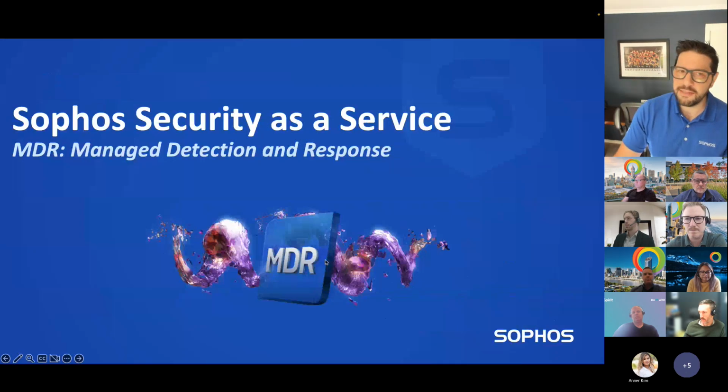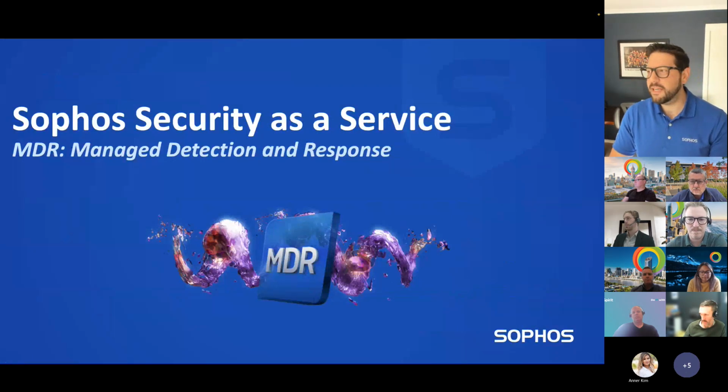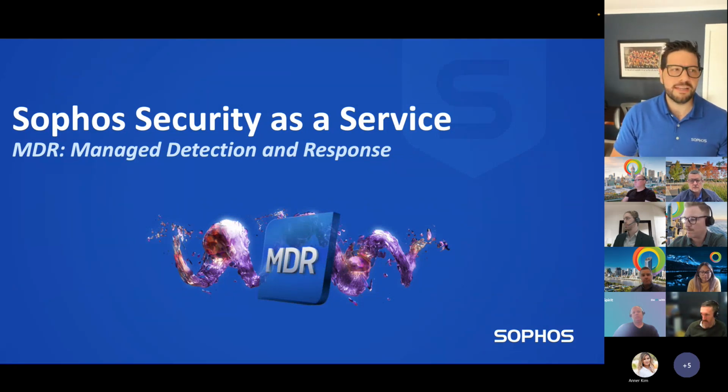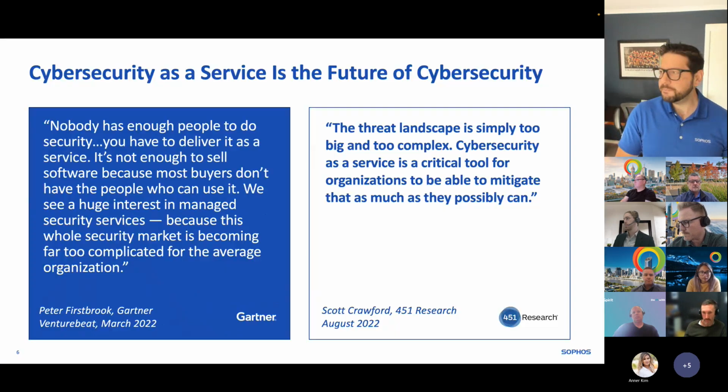So the answer to that problem is Sophos MDR. MDR stands for Managed Detection and Response. And like I said before, it is a service that overlays on top of the product.